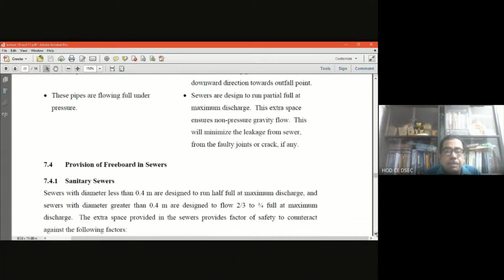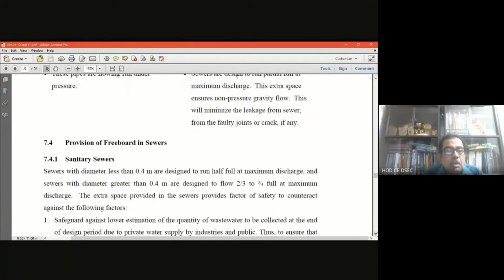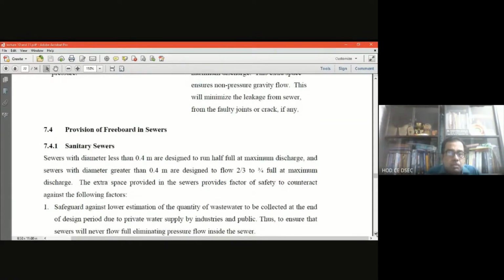Now, what are the freeboards? Taking care of the freeboards. Now, sewers, as I mentioned, I am now going into detail. If the sewer diameter is 0.5 meter or less, then it is designed to run half full at maximum discharge. Half full means if the cross-sectional area is A, then A by 2 is the flow. I will solve a problem also, then you will understand clearly. And for sewers with diameter more than 0.5 meter, the design flow depth will be 2/3 to 3/4 full at maximum discharge. That means it never occurs in full flow.